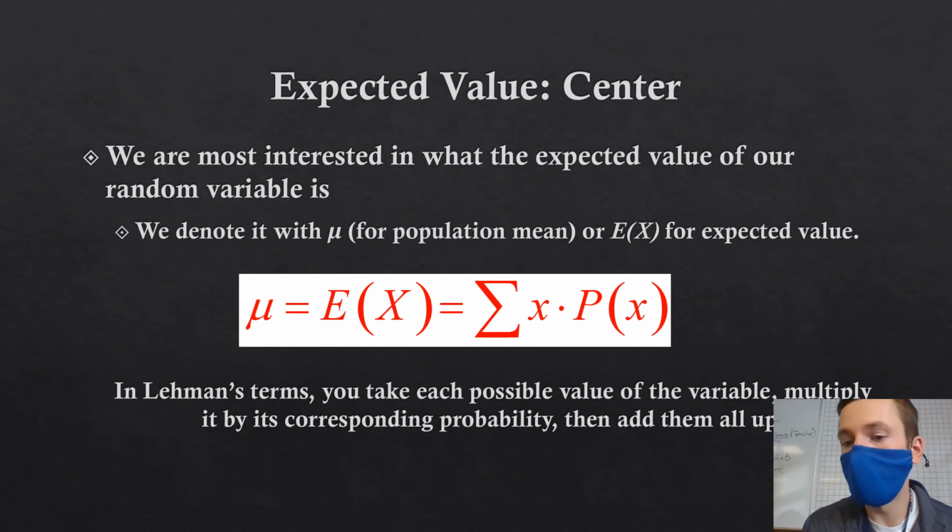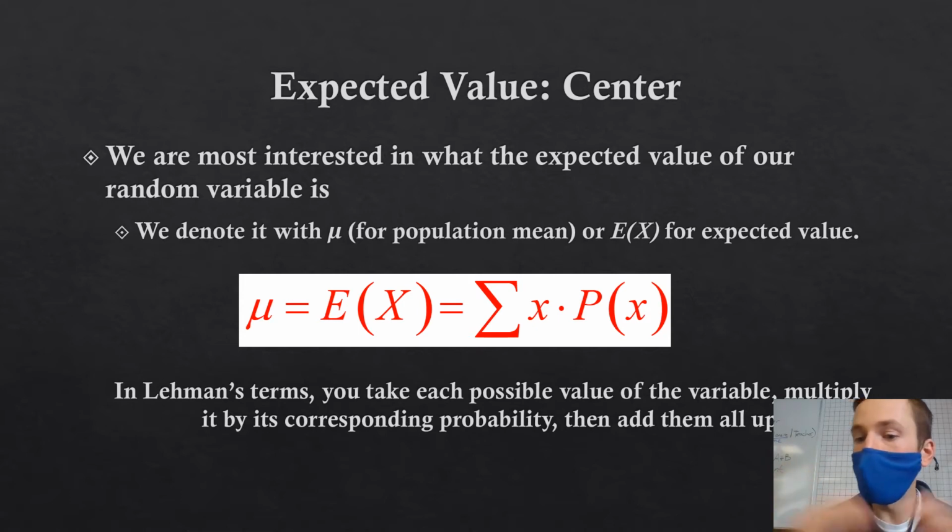Typically, what we're going to be interested in when it comes to a random variable is what we can expect that variable to be equal to. So if our random variable is the number of siblings that you have, we might want to know if we pick someone at random, how many siblings can we expect them to have? Or if we're talking about shoe size, we might want to know if we pick anyone at random, what shoe size can we expect them to have?